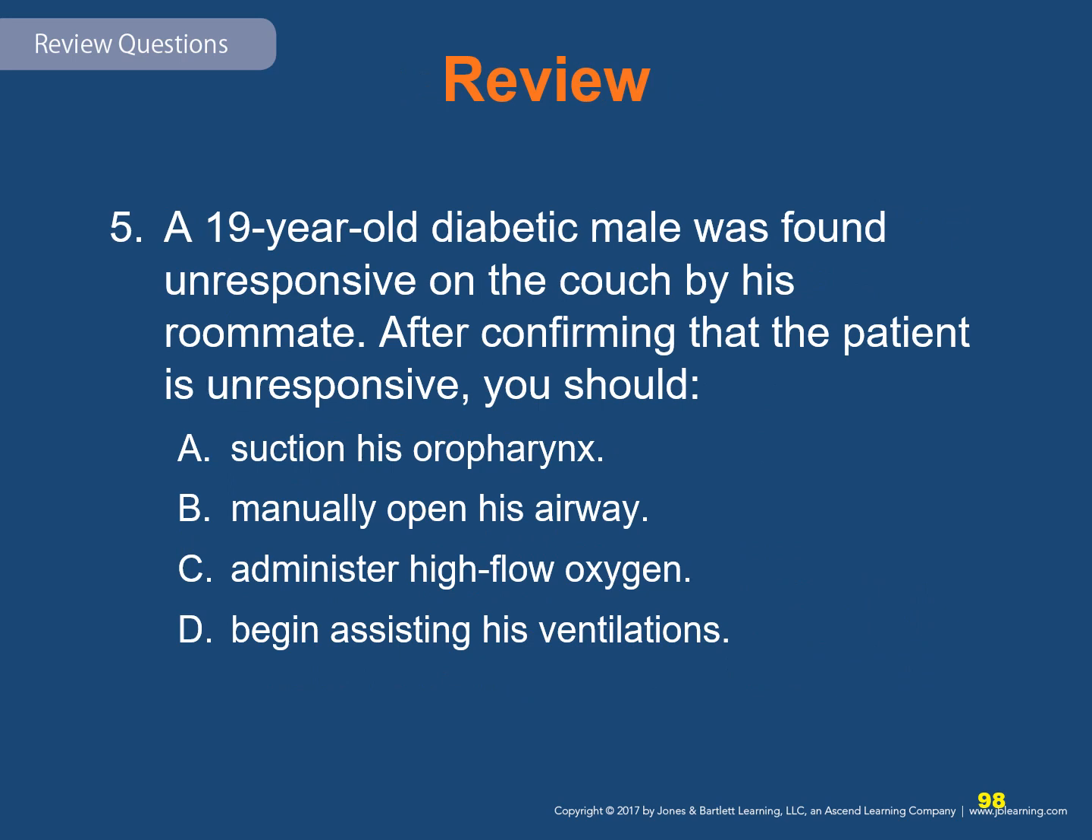Question 5. A 19-year-old diabetic male was found unresponsive on the couch by his roommate. After confirming that the patient is unresponsive, you should A, suction his oropharynx, B, manually open his airway, C, administer high flow oxygen, or D, begin assisting his ventilations. Think about this one just for a minute, and let's check the correct answer.